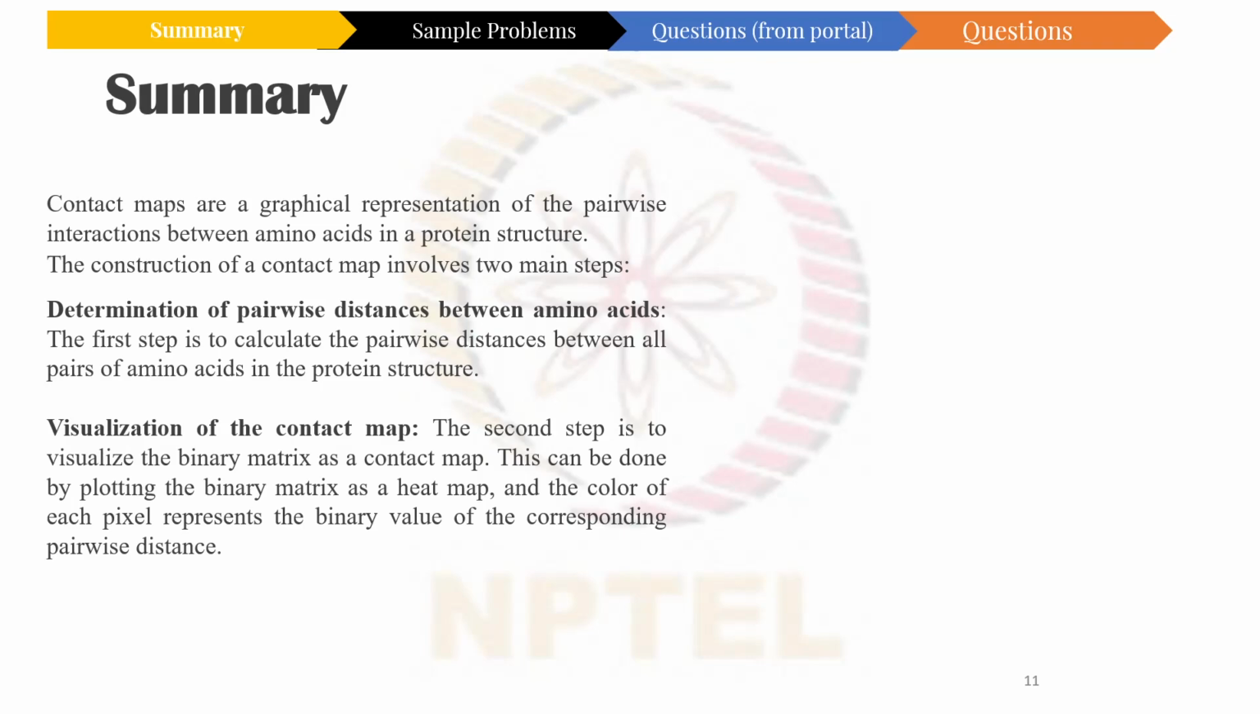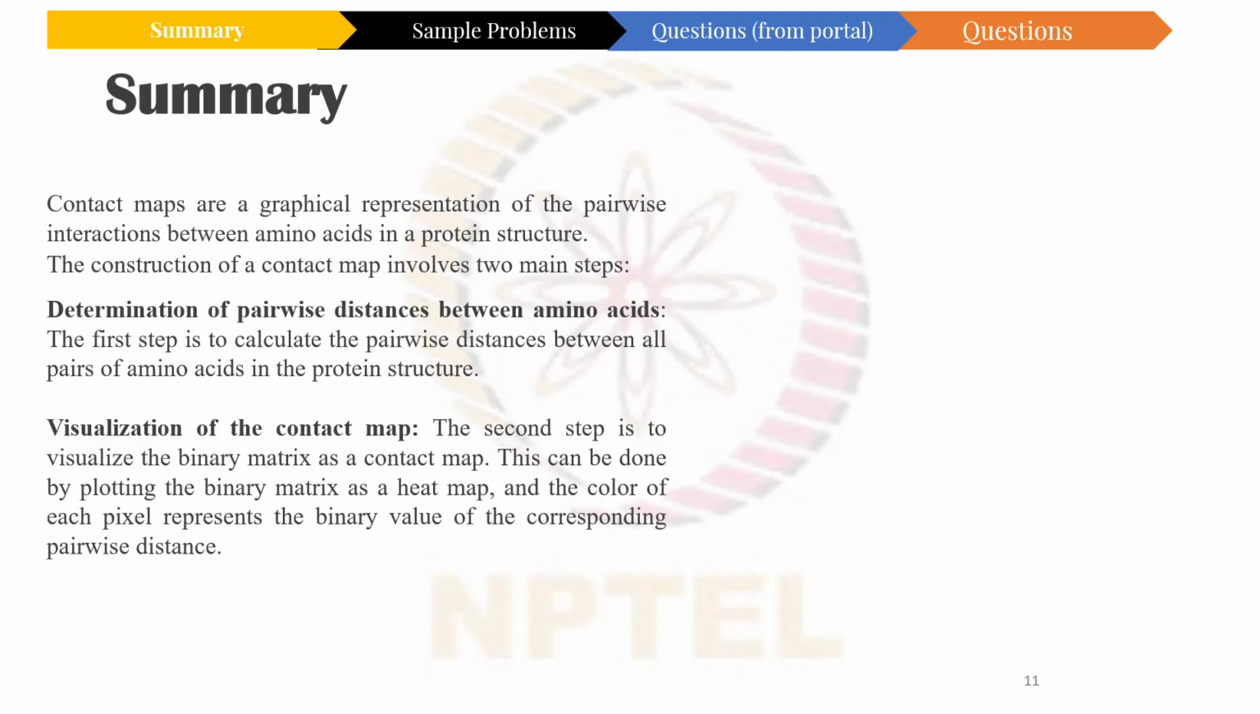Then these distances are converted into a binary matrix where a value of 1 indicates that the distance between two amino acids is below a threshold, and a value of 0 indicates that the distance is above the threshold. So in these pairwise distances, 1 indicates that two amino acids are close, and 0 indicates that two amino acids are far away from each other.